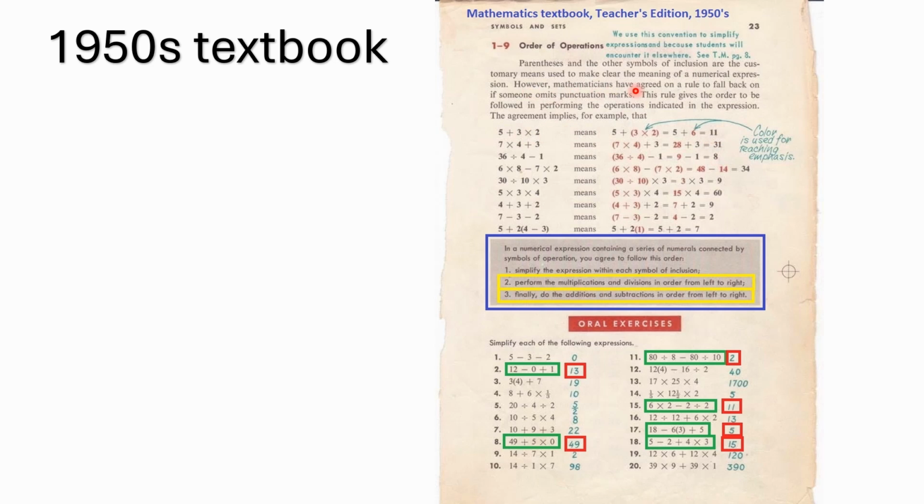First, it says right here, mathematicians have agreed on a rule to fall back on if someone omits punctuation marks, and they mean parentheses when they're talking about punctuation marks. The rule gives the order to be followed by performing the operations indicated in the expression. The agreement applies, for example, that, and then it goes through and gives you all these examples. It says, you perform the multiplication and division in order from left to right. Then finally, the addition and subtractions in order from left to right. So you do that whenever you don't have parentheses. That's from a 1950s textbook, okay?